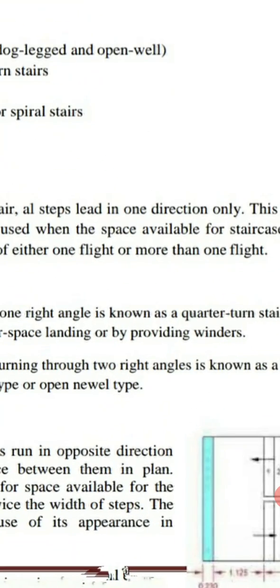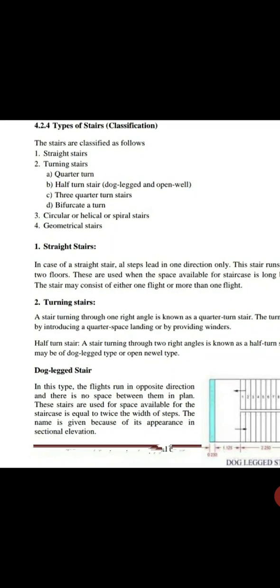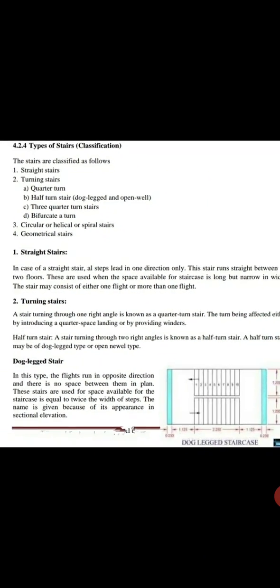Second, turning stairs. A stair turning through one right angle is known as a quarter turn stair. The turn is effected either by introducing a quarter space landing or by providing winders. Half turn stair: a stair turning through two right angles is known as a half turn stair. A half turn stair may be dog legged type or open well type.